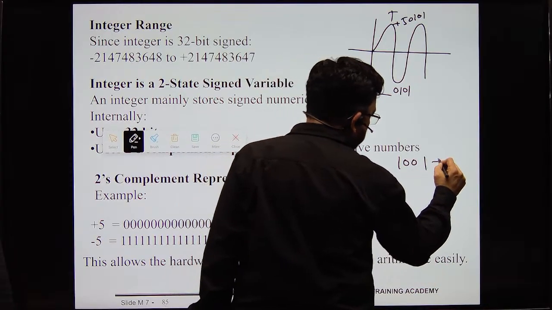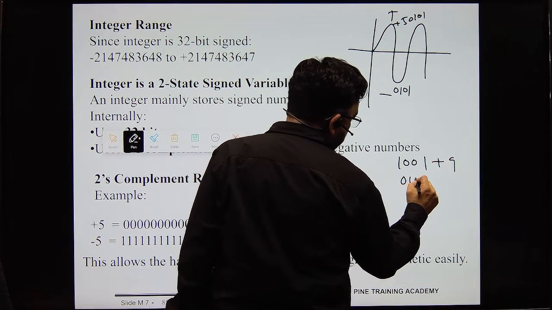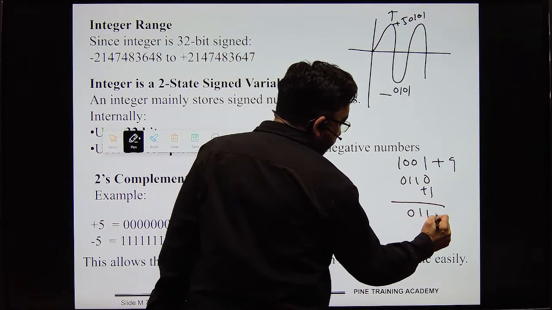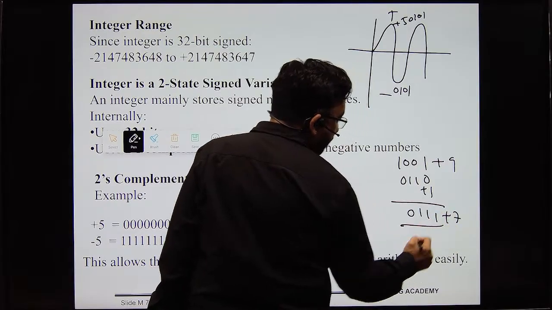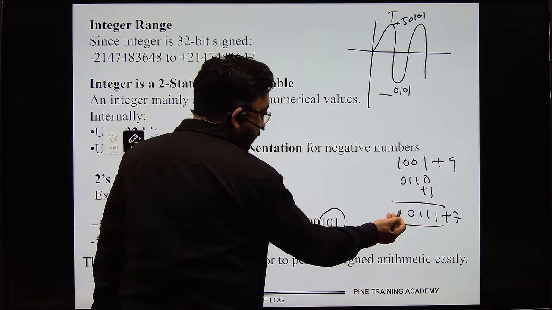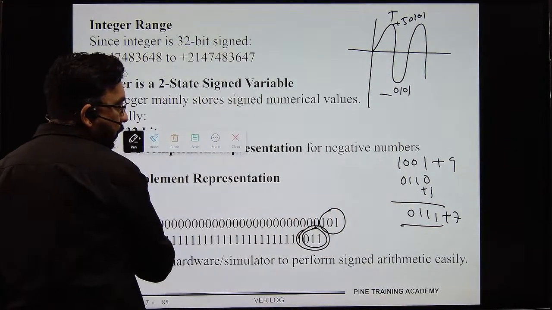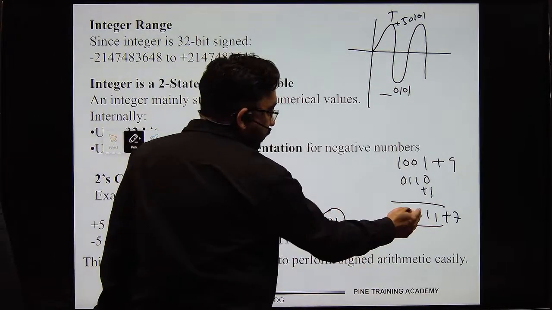Okay, if this is a positive 9, then 0110 plus 1, so basically it is 0111. So it is 7. It is not 9. Then what do we have to do? We have to convert it into 32-bit. It is not possible for me to calculate in 32-bit, so I will do it in a smaller size.